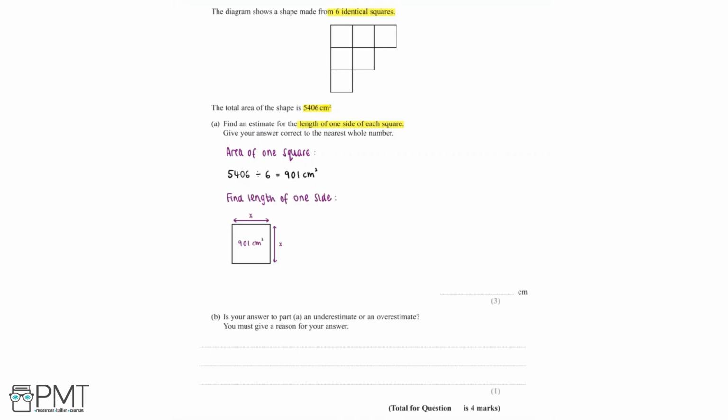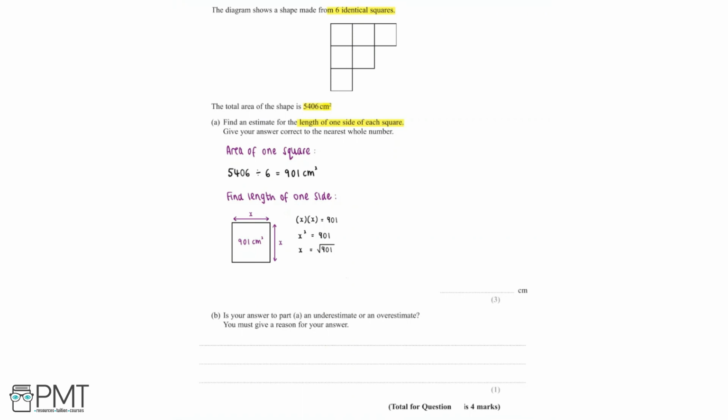Now in a square, every side is equal, and so the length and the width are equal. We know that the area of the square is 901 centimeters squared. We can say that the length is equal to x and the width is equal to x. The area of a square is equal to the length multiplied by the width, and so we can say that x multiplied by x is equal to the area, which is equal to 901 centimeters squared. X multiplied by x can be written as x squared, and so x squared is equal to 901.